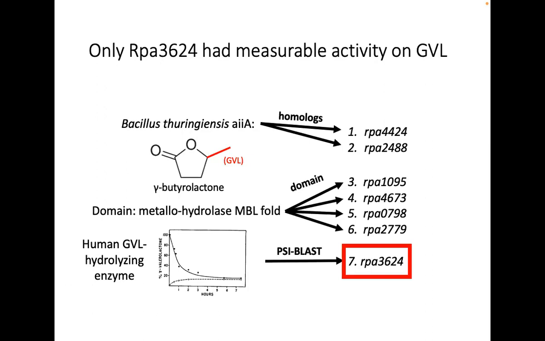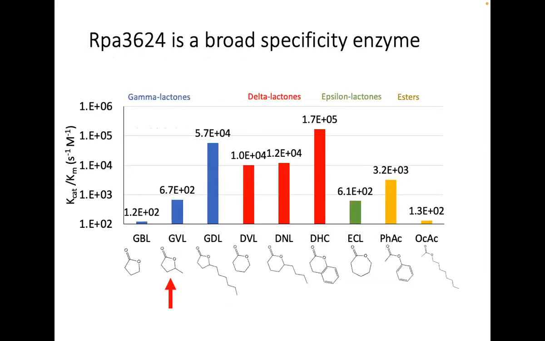GBL is an industrial solvent. It's present maybe at low concentrations in some natural environments, but definitely not something you find all over the place. So I thought, let me test a bunch of different lactones with this enzyme to see what we can learn about this specific protein. And I found that RPA3624 is a really broad specificity enzyme.